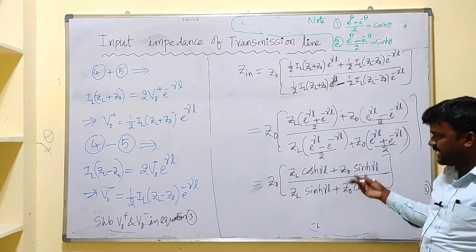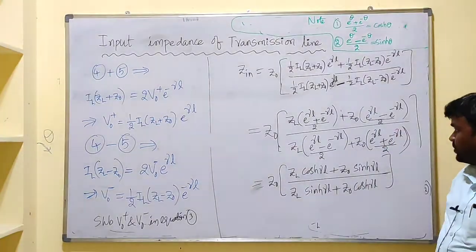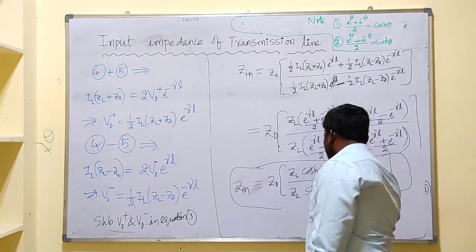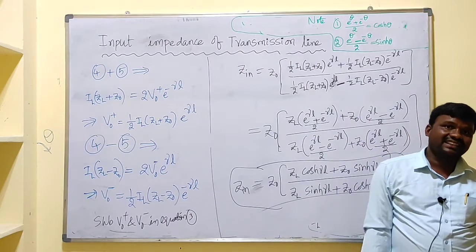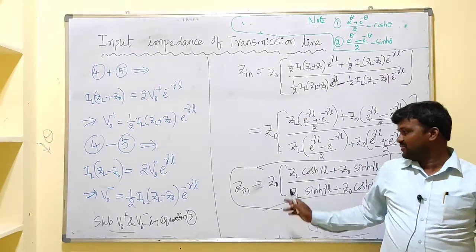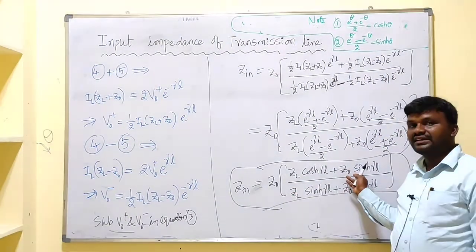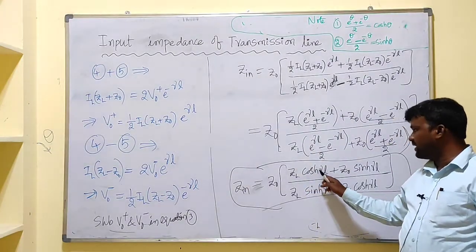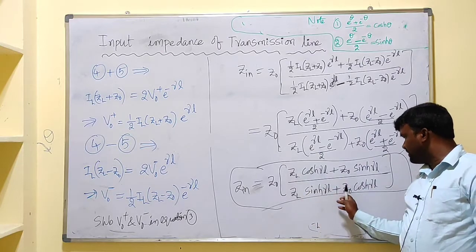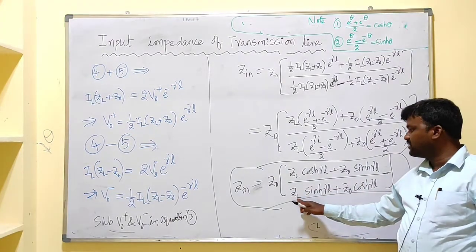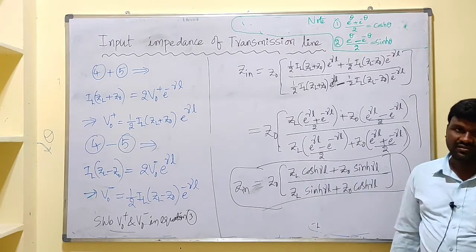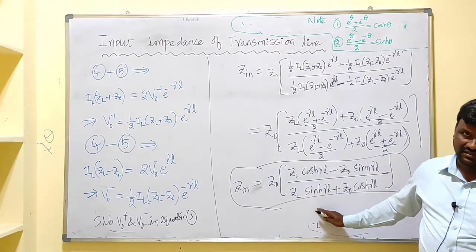Now if you take cosh γL, this is the important expression. You can easily remember this one. First it starts with Z0 and then ZL. So the ZL term and then the Z0 term, and if you interchange this, that is ZL cosh γL. If you replace ZL with Z0, that is Z0 cosh γL, and this one is what? If you replace Z0 with ZL, sinh γL. We can easily remember this expression.